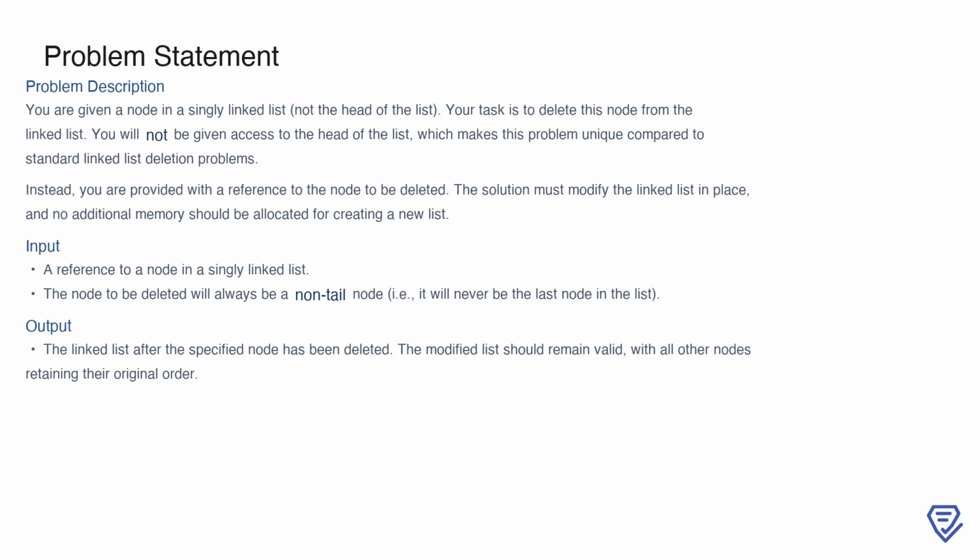Your solution must directly modify the linked list in place without creating a new list or using any additional memory. One important constraint here is that the node to be deleted will always be a non-tail node, meaning it will never be the last node in the list. The goal is to return the modified linked list with the given node removed while ensuring the rest of the list remains valid and in its original order.